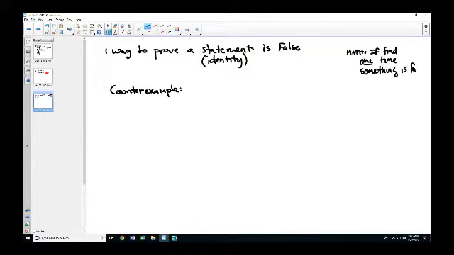So if you can find that something is false using one example, we can't use it at all. If you can find one time that something is false, we can't use it. And that's what we're going to do here with the counterexample.